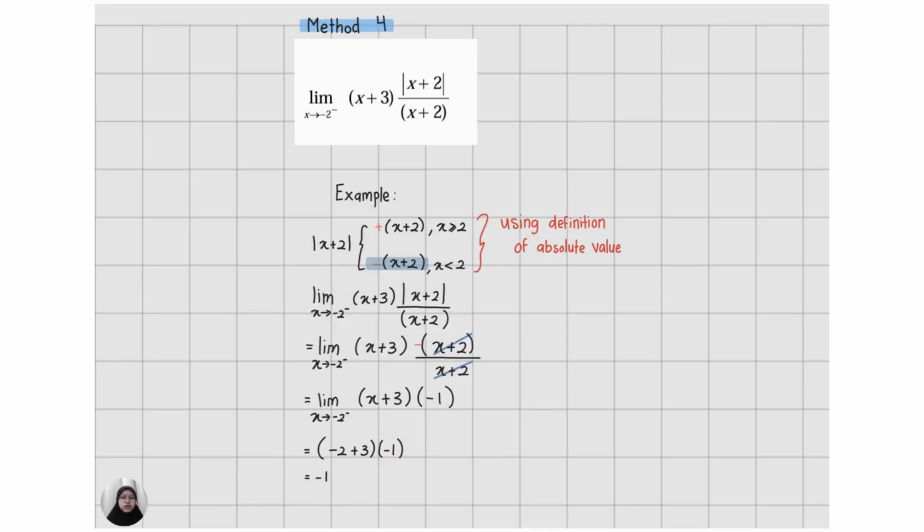Next is method 4, which is to find a one-sided limit that has a modulus. For this example, we have limit x approaches negative 2 from the left. To solve this type of equation, we need to use the definition of absolute value. We know that x approaches negative 2 from the left, so we have to choose x less than negative 2. So we put the negative sign in front of the x plus 2. Then we can cancel out the x plus 2 from the top and the bottom. So we will get limit x approaches negative 2 from the left, (x plus 3), negative 1. And we will get the answer negative 1.